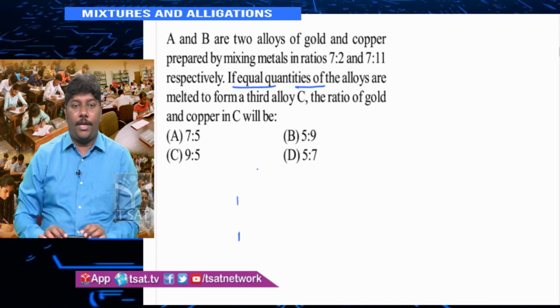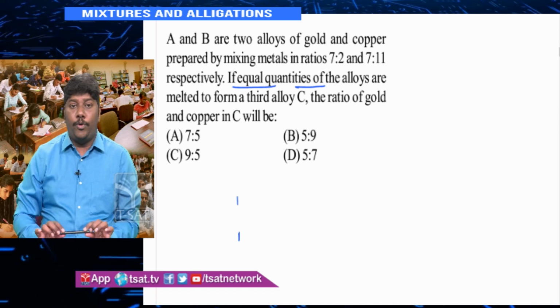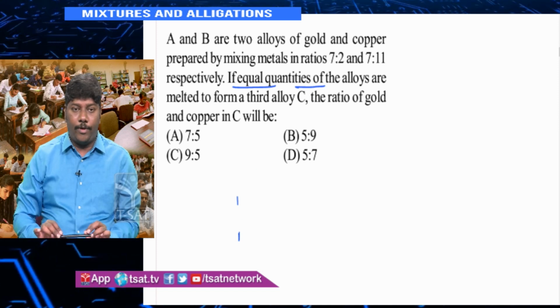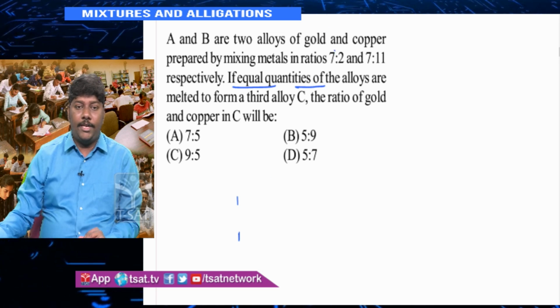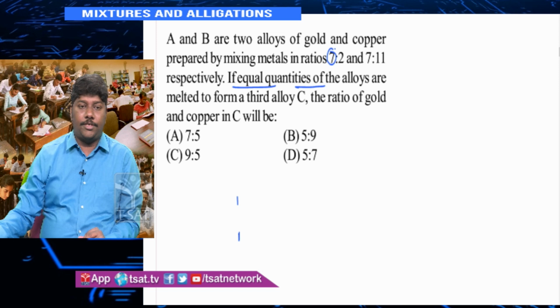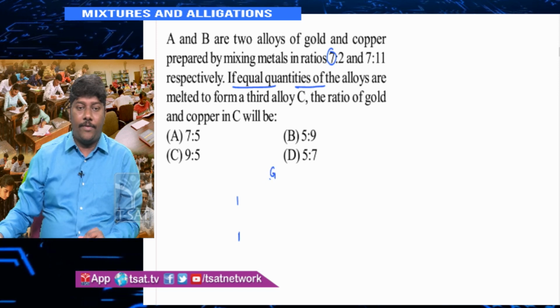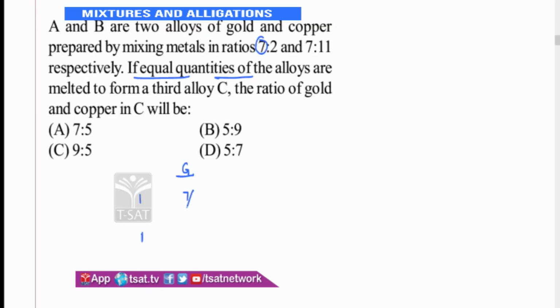Now gold and copper are given. I don't need to take both of them at a time. I just need to take one of them at a time. So I am taking gold. What is gold in the first one in terms of parts? In terms of fraction, gold in the first one is 7 out of 9. What is gold in the second one? 7 out of 18 parts.